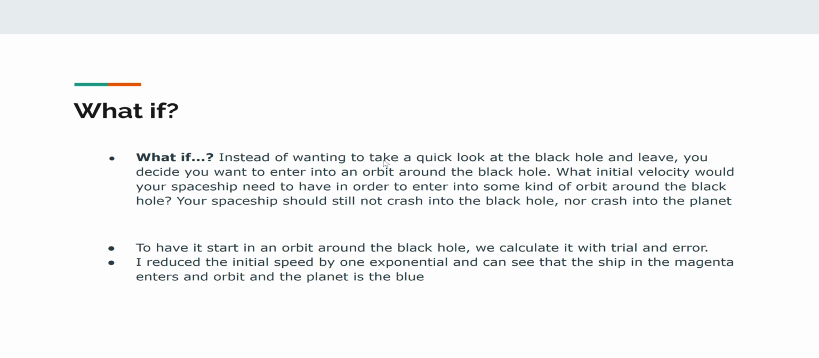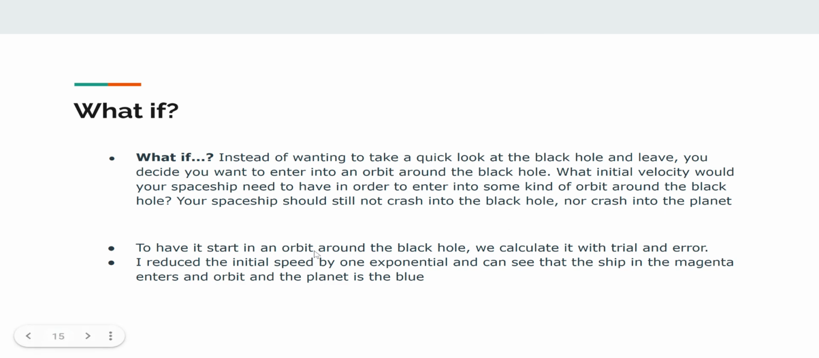So instead of taking a quick look at the black hole and leaving, you decide you want to enter into an orbit around the black hole. What initial velocity would your spaceship need to have in order to enter some kind of orbit around the black hole? The spaceship should still not crash into the black hole nor the planet.